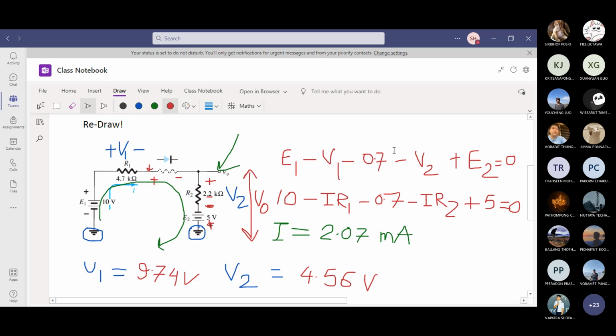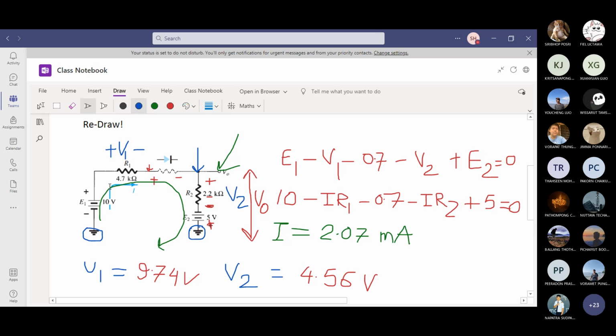There is a second way of finding V out. What is that? This point, the green arrow, and this point, they are the same node. So V out is the voltage drop from beginning all the way to the end of silicon. Now you calculate 10 minus 9.74 minus 0.7. What will you get? You will still get negative 0.44. That's the answer for V out if you are measuring. It doesn't mean that the diode is off. It's just where you put the probe.